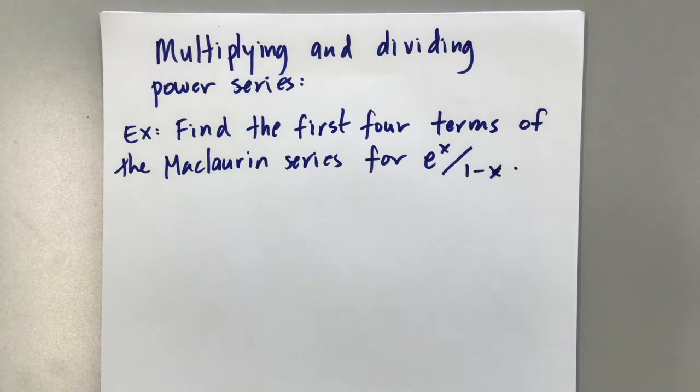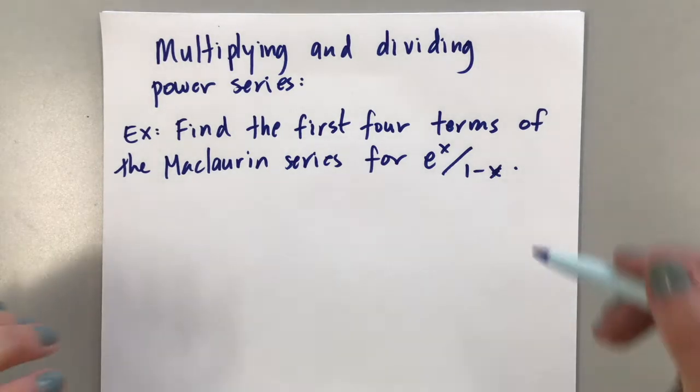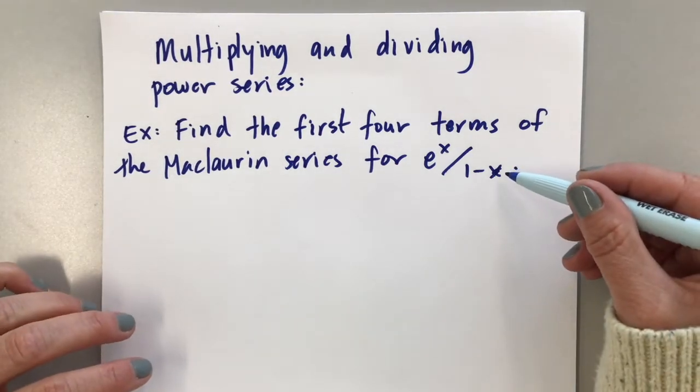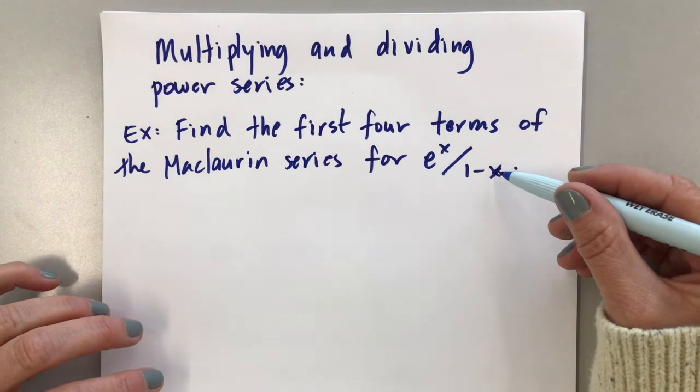All right, in this video I'm going to show you how to multiply and divide a power series. So I'm just going to give you two examples, one first with multiplication and then next with division. Okay, so we're going to find the first four terms of the Maclaurin series for e to the x over 1 minus x. So in this particular case, we actually know a power series for 1 over 1 minus x.